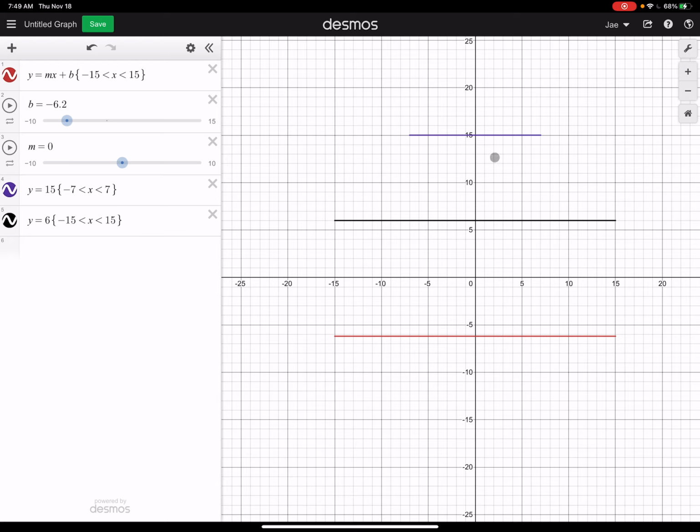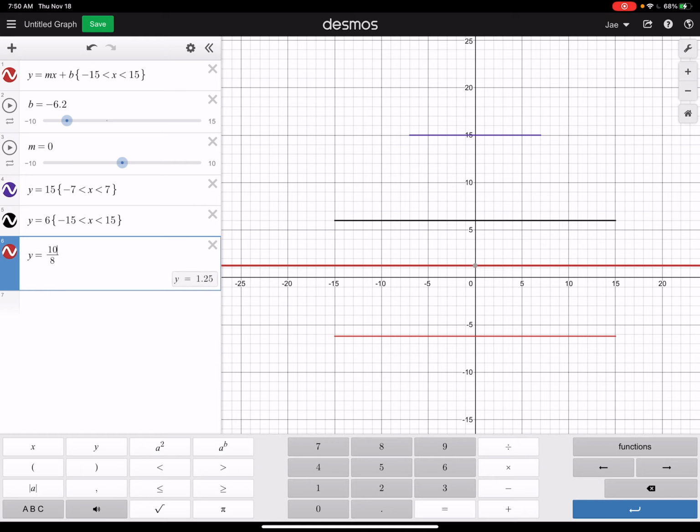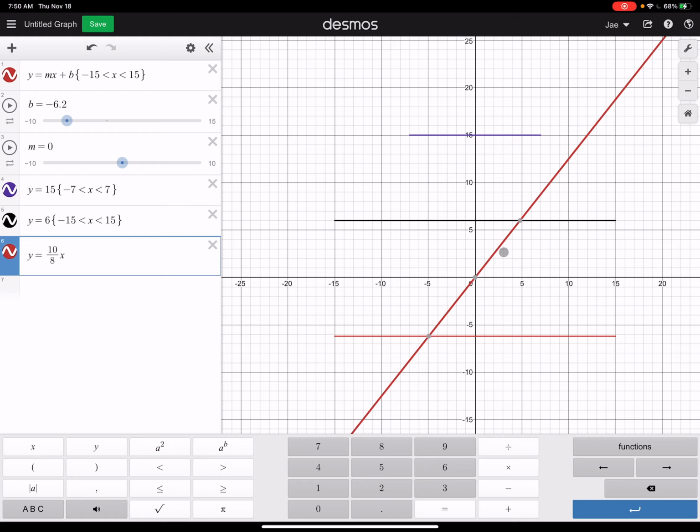And so what I want to draw next is this corner of this purple line to this corner of the black line. So let's go ahead and do that. It seems like the rise is going to be 10, right? From 5 to 10. And then the run's going to be like 8. So my slope is going to be 10 over 8. And then y is equal to x, and then I'm gonna have to move this up a little bit, plus b.